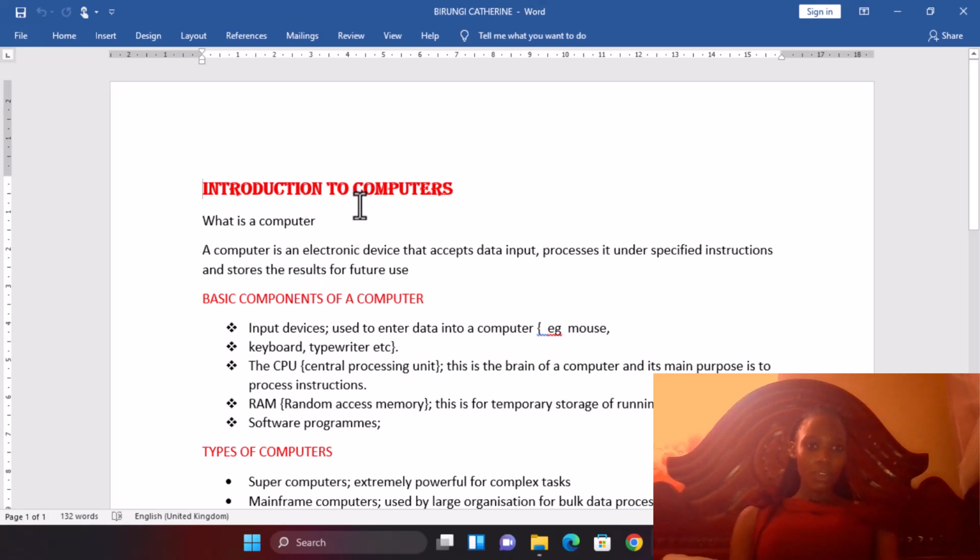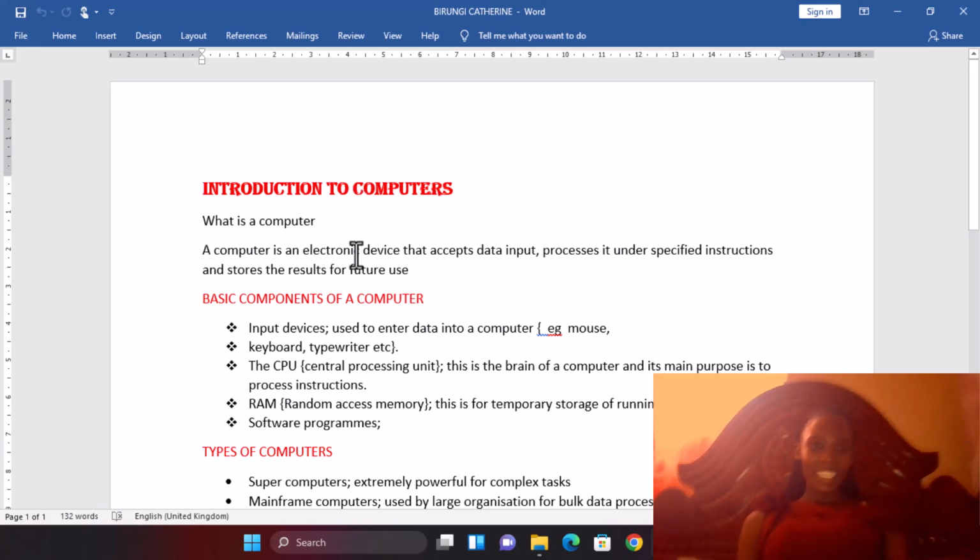We can also talk about the RAM chips, that is the random access memory. This is always for temporary storage of running programs, meaning if you need something that is urgent, you can temporarily store it before it is taken to the permanent storage. And for permanent storage devices we have the hard disk. This one also supports you to store information for future use or even for future references.